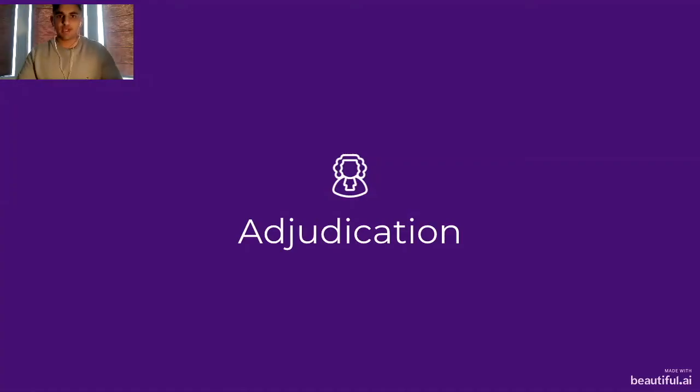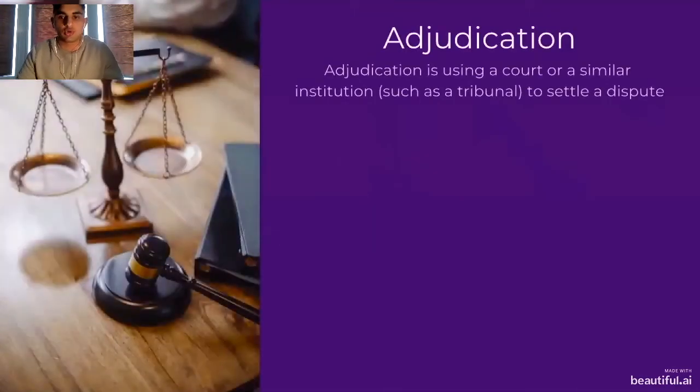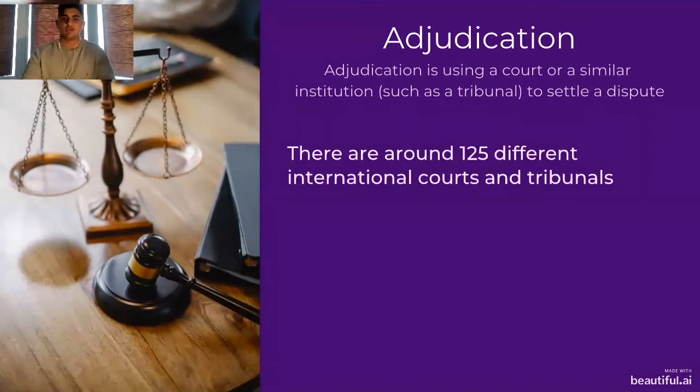So the second legal method that states can use is adjudication. This is just basically normal court action. So using a court or a similar institution such as a tribunal to settle a dispute. We're very similar with courts and how formal, how rigid they are. You need to hire lawyers and evidence, and it costs a lot of money. There are around 125 different international courts and tribunals across the world.